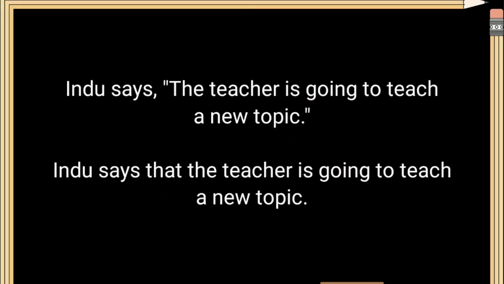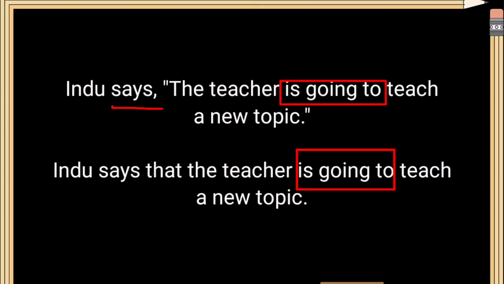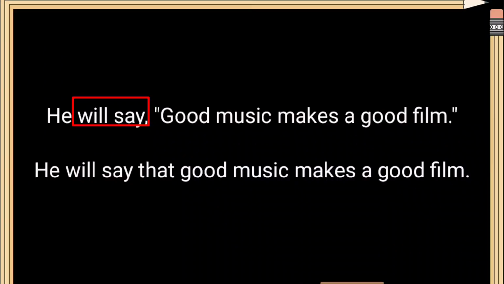As we can see, sentence 1 is in direct speech and says is the reporting verb. So if the reporting verb is in present or future tense, then there is no need to change the tense. Says is simple present tense, and the indirect speech of this sentence, Indu says that the teacher is going to teach a new topic, will remain the same. Now let's see another sentence. He will say good music makes a good film. The reporting verb in this sentence, will say, is in future. So again the tense will remain unchanged. He will say that good music makes a good film.